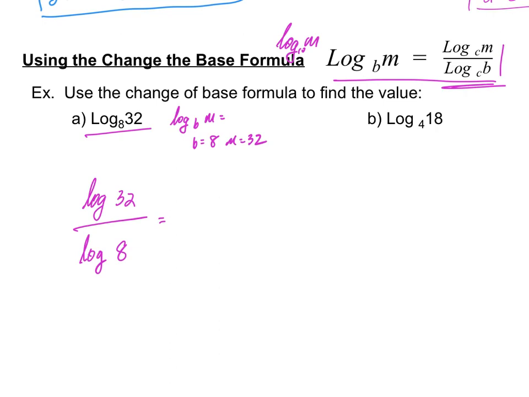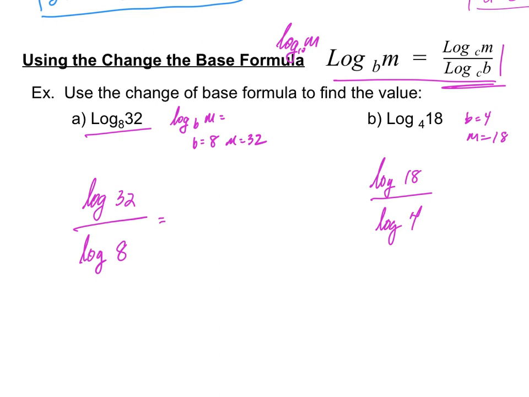And then for our next one, using this same formula, b is equal to 4 and m is equal to 18. And we have the log base, I'm going to use 10 again, and just by it not being there is 10. The log of 18 divided by the log of 4. And there you have those simplified using our change of base formula. A little bit easier than you might have thought it would be.